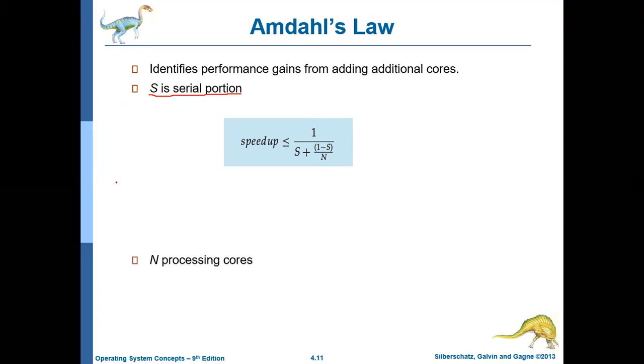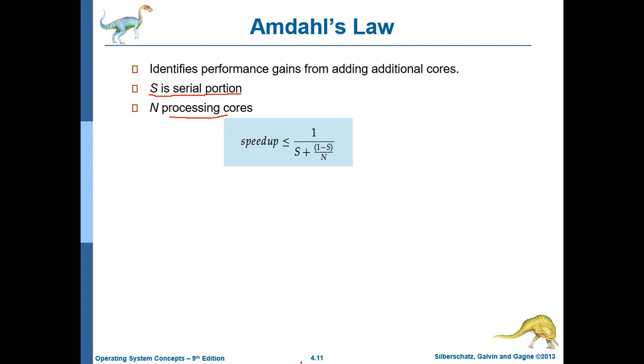Okay. And what is n? n represents the number of processing cores. So if your system has 2 cores, then n is 2. If the system has 5 cores, then n is 5. If the system has 100 cores, then n is 100.